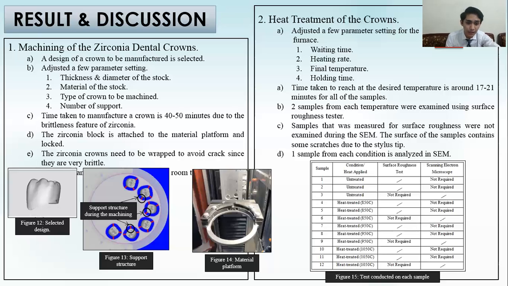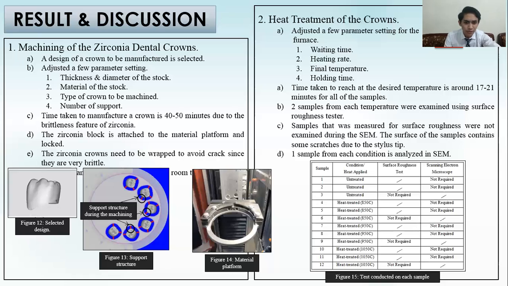During machining, the time taken to manufacture a crown is 40 to 50 minutes due to the brittleness of zirconia. The zirconia block is attached to the material platform and locked, as you can see in figure 14. The feed rate and the spindle speed are automatically generated by Adenta. After machining, all of the samples need to be wrapped to avoid cracks since they are very brittle.